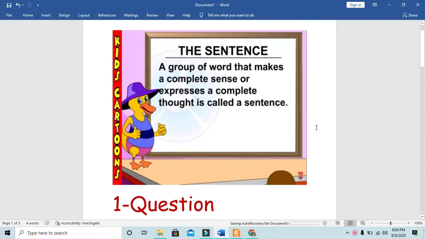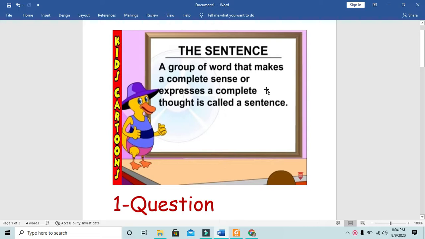Today we have a new English class with a new date, 9th of September 2020. We will have a grammar part and a reading part for our sessions today. First, we're going to start with the grammar part.